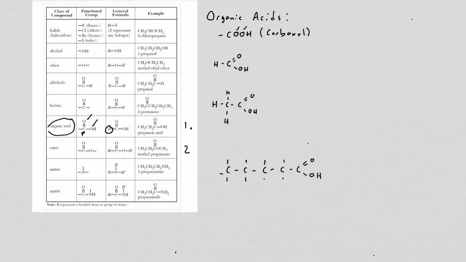Now these are weak acids, which means they don't ionize completely. Only a small percentage of the molecules do this, but you always get some H plus ions, and it's always this H right here that comes off. So you could have a molecule like this right here. Now this has the COOH at the end. It only has one carbon, so its name, instead of propanoic acid, is going to be called methanoic acid.